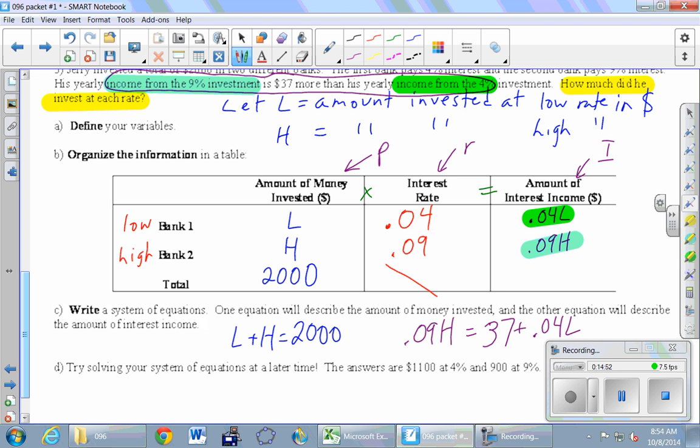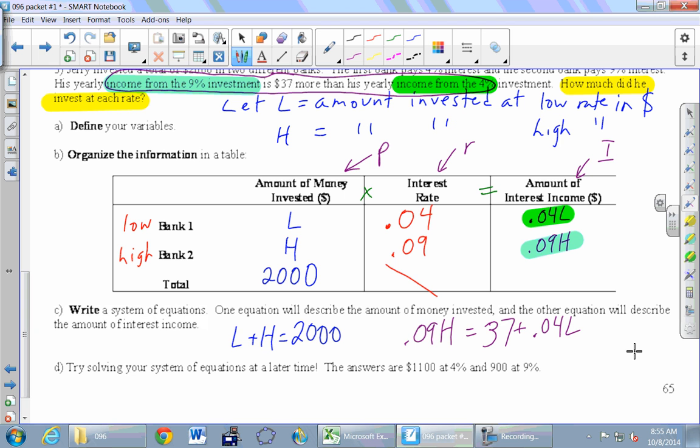And again, I'm not going to spend our time right now solving. We'll have plenty of time to solve during the activities. But if you solve later on, if I did this right, you should get 1,100 at the 4% rate and 900 at the 9% rate.